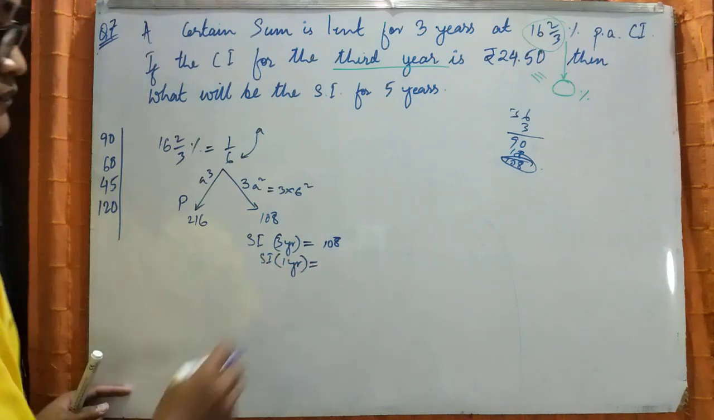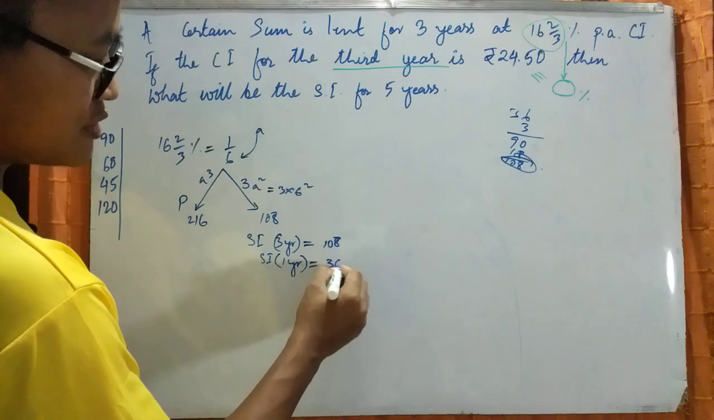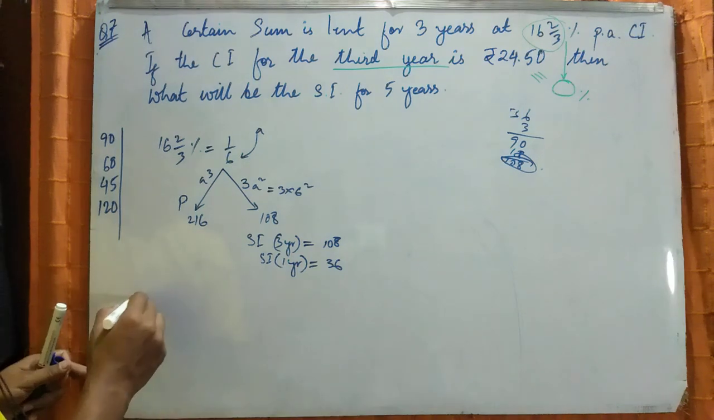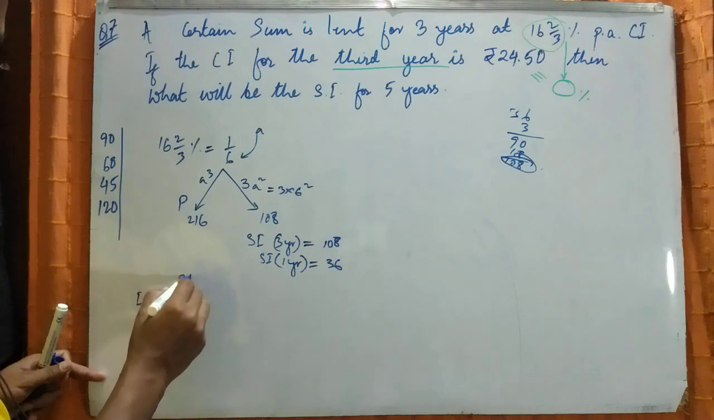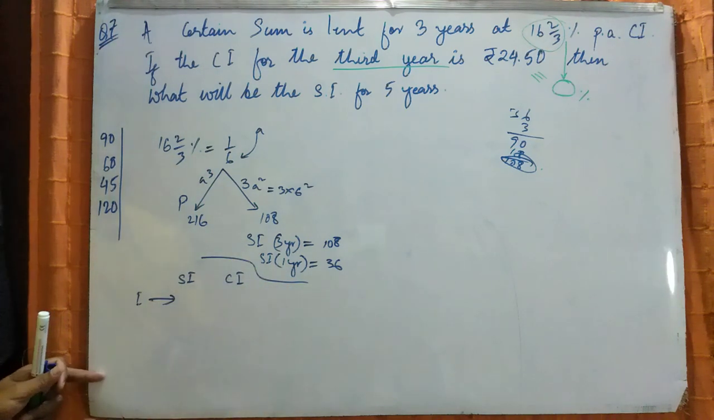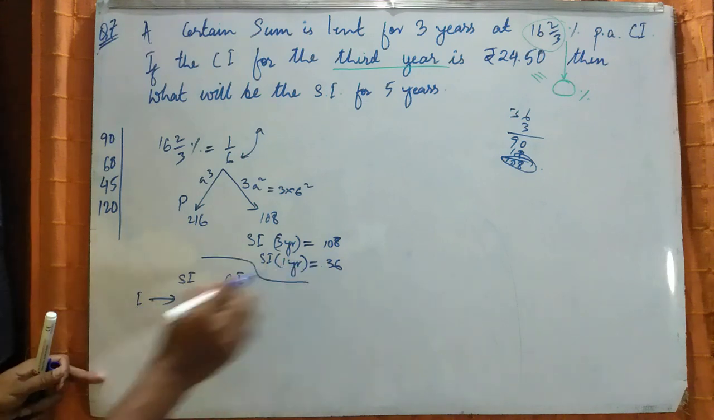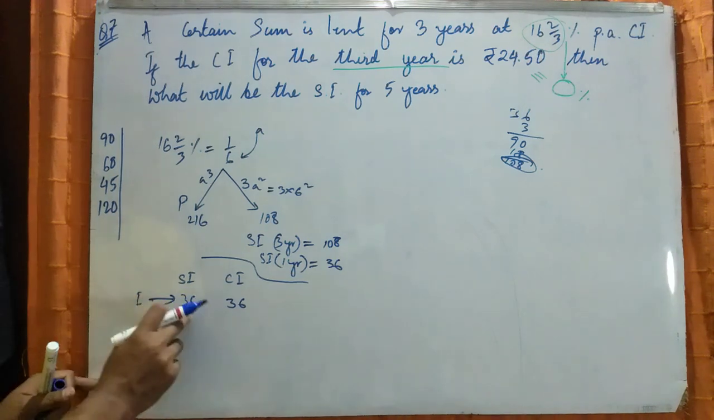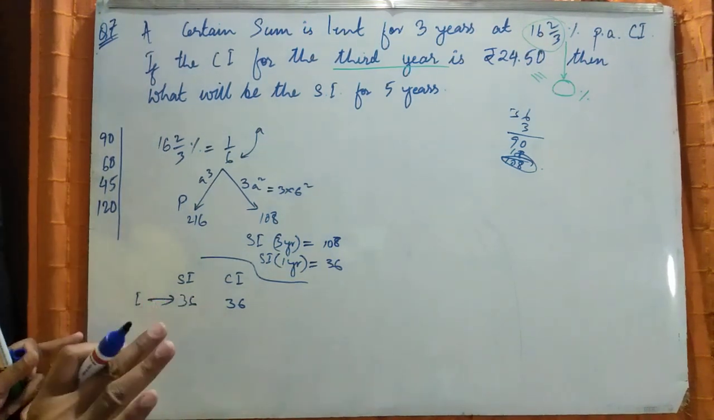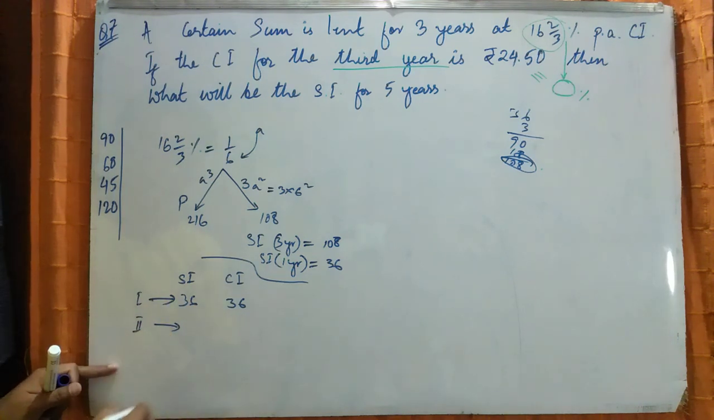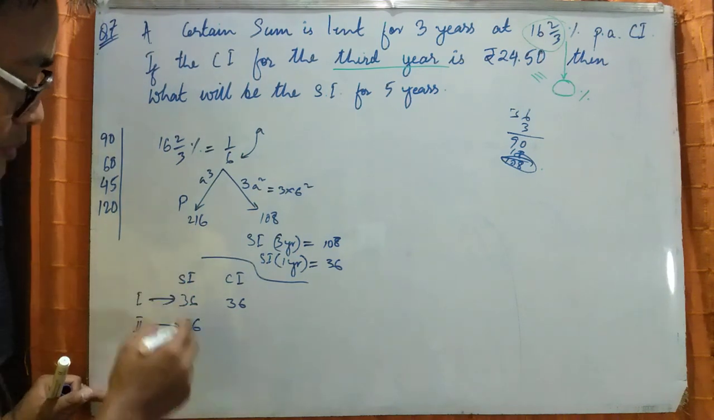Divided by 3, the simple interest for 1 year is 36. 3 is 9, 3 6 is 18. Simple interest value remains the same for each year. For the first year, the compound interest value is the same as the simple interest value.